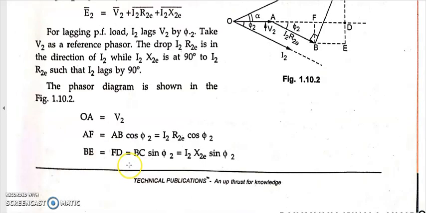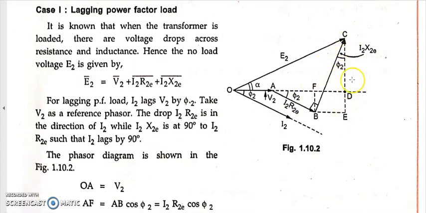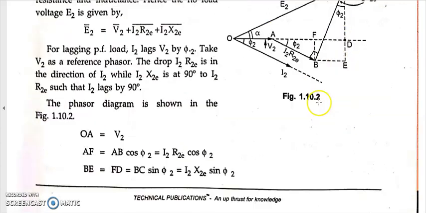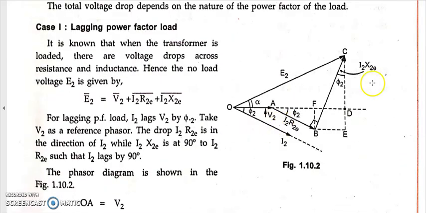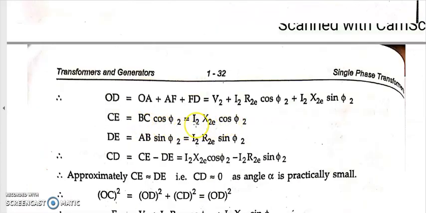What about CE? Where is CE? I need to know this length also. To know this length, I have to apply the cos formula, because this is the adjacent side. So cos phi 2 is equal to CE by BC, that is adjacent by hypotenuse. You can write it in terms of CE. BC is I2 X2E, so I replace BC by I2 X2E, and cos phi 2 remains as it is.